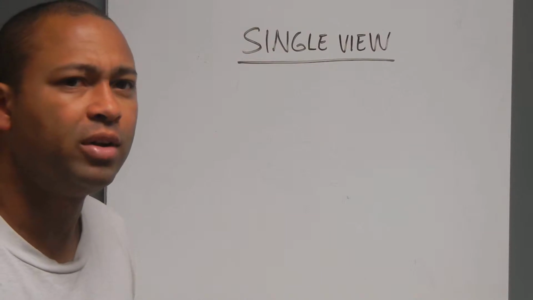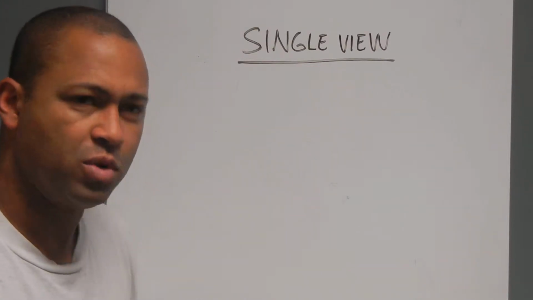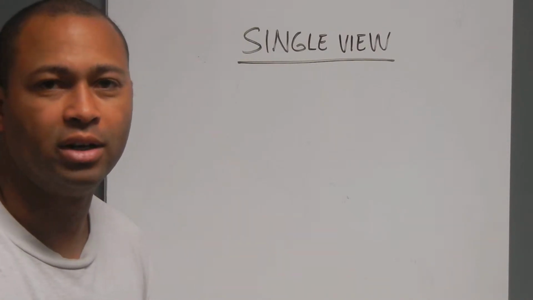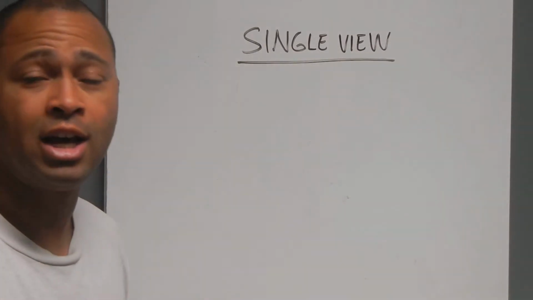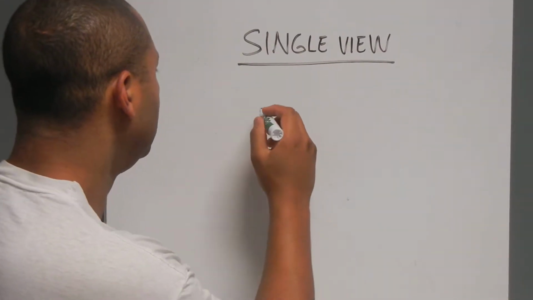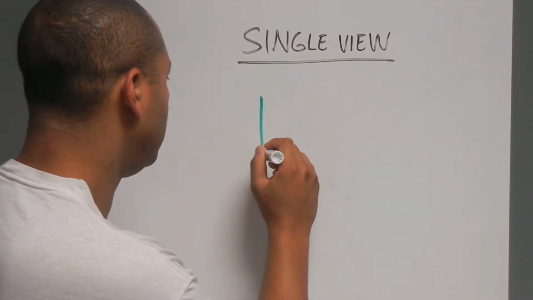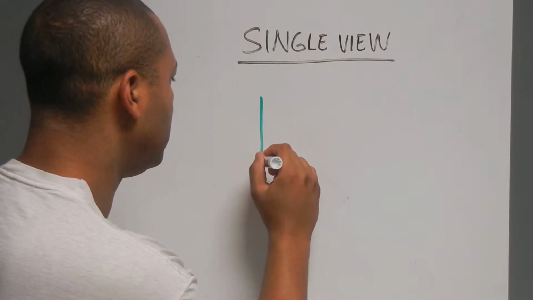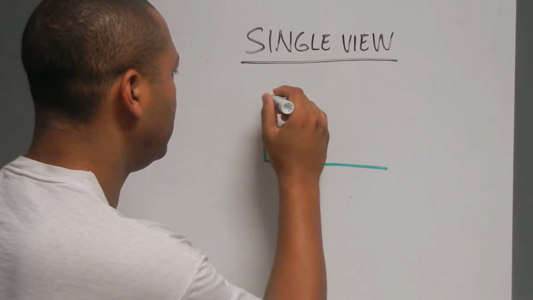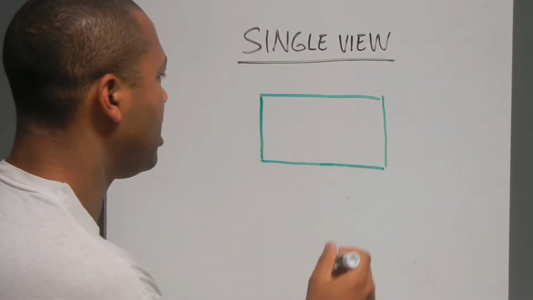If you have an object with very little thickness, then you want to do a single view also because you can write down the thickness within a note. So an example of one would be something like this. So I know the overall height and width of this object.